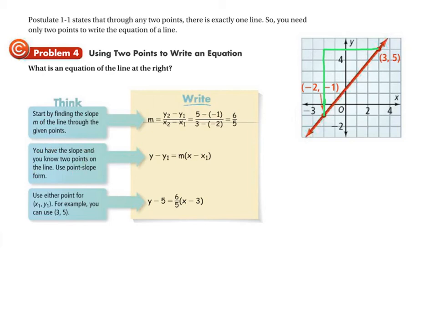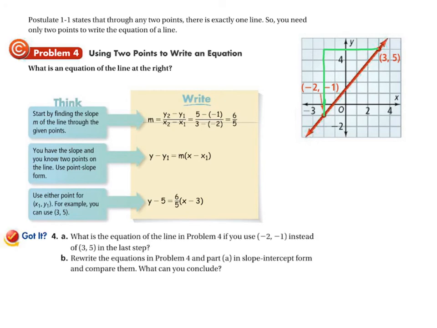And now it says you have the slope and you know 2 points. So you can use either one of them for point slope form. You could also use the other one from what they did, but what do they do then? They write it here like this. You have the slope at 6/5. They say y minus 5 equals 6/5 times x minus 3. And of course, for your got it problem, what if you use the other point? You're going to rewrite them into slope-intercept form to compare this one with the one that you came up with.